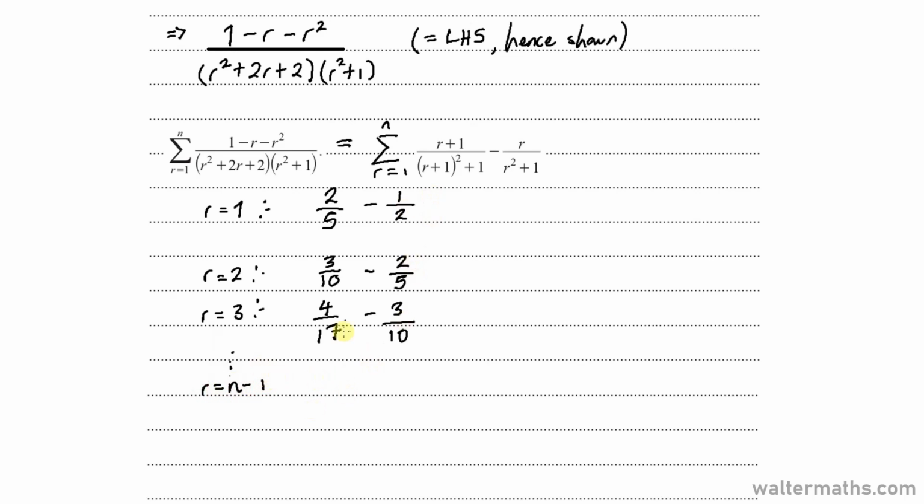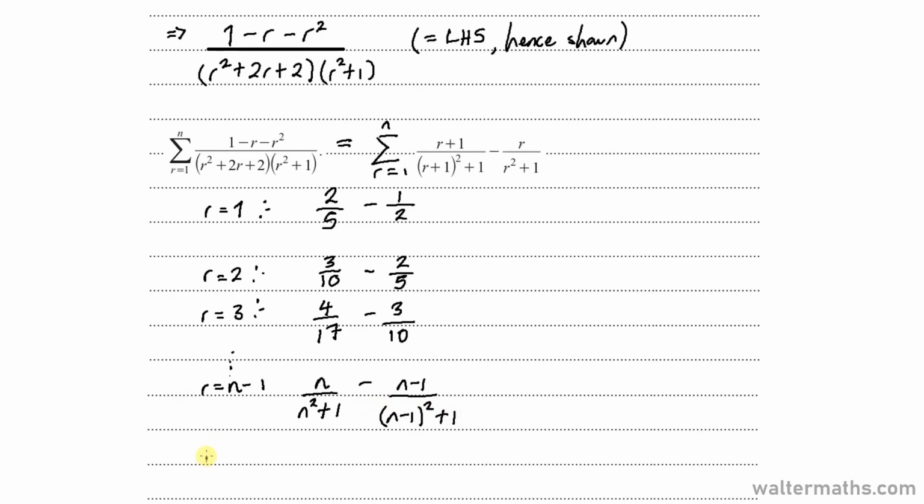And for that term, if we substitute n minus 1 for r at the top here, we get n minus 1 plus 1, which is n, over, and then at the bottom, n minus 1 plus 1, that's n, so we get n squared plus 1, and then that's minus, and here we get n minus 1 over n minus 1 squared plus 1. So that's what we're going to get here.